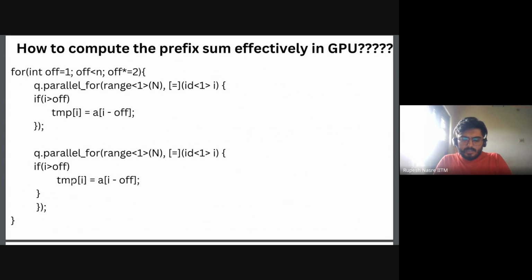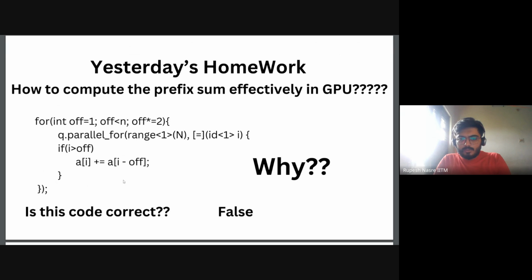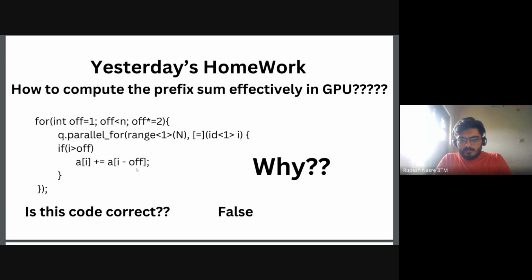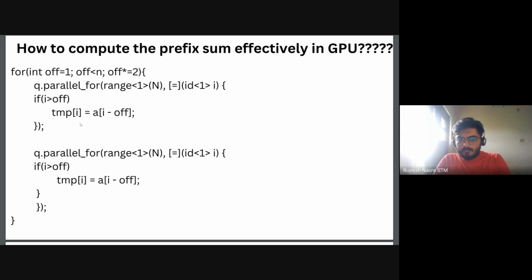Sorry, this shouldn't be temp of I. This should be a of I plus equal to, and it should be plus equal to temp of I. So this statement should be here, but in place of a of I minus offset, it should be temp of I, because we are creating a separate array, reading the elements from the second array, and then updating. So it doesn't create the data dependency, right?